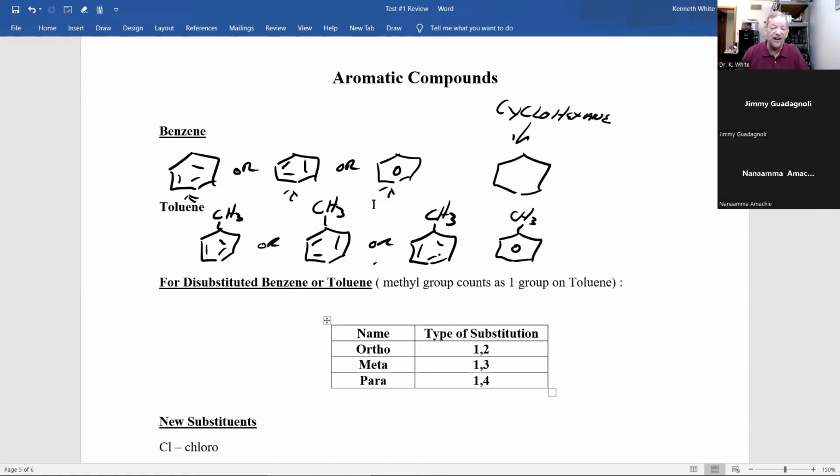Now, an important thing I should tell you about mistakes students make is for cyclohexane that's disubstituted, they use ortho, meta, and para. Nope, nope, nope. You only use ortho, meta, and para for aromatic compounds, benzene and toluene. How that evolved, I have no idea, but it has.